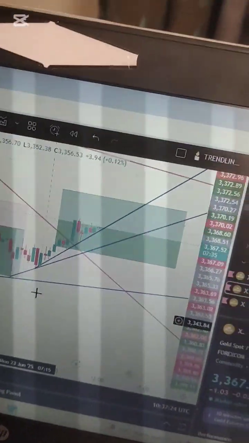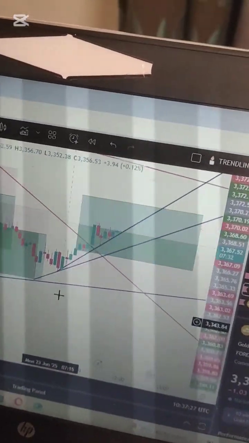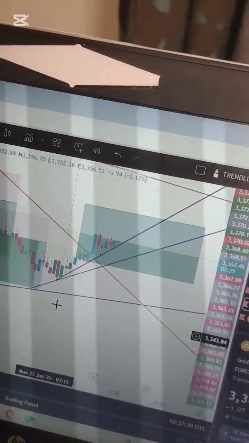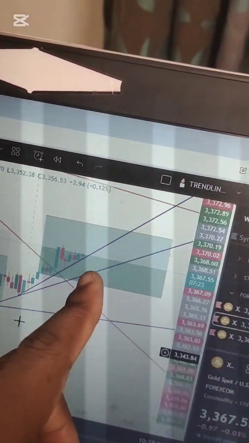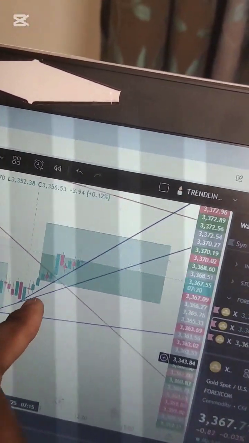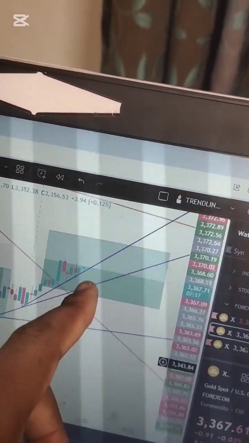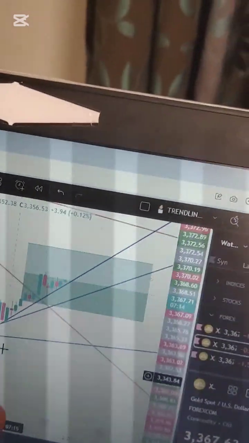Hope you understand. Okay, so I'm constantly doing this video so that I don't have to do it in the future. Okay, so currently you can see that the price is respecting this line, right? Yes, it's respecting this line, and this is what the trend line does.